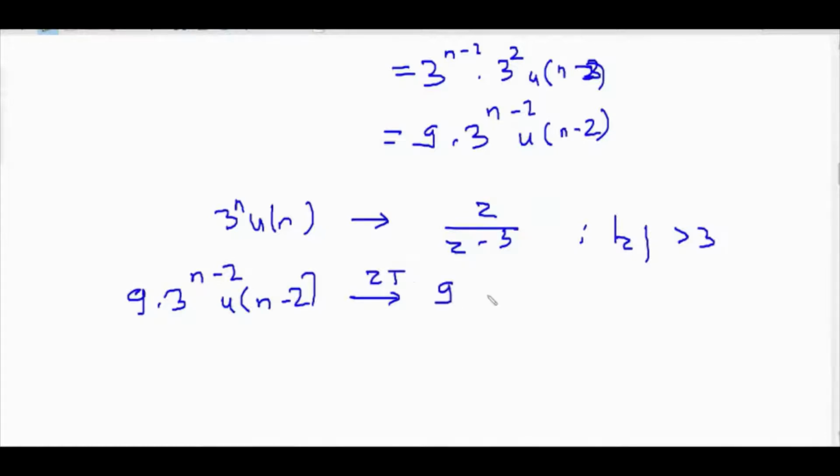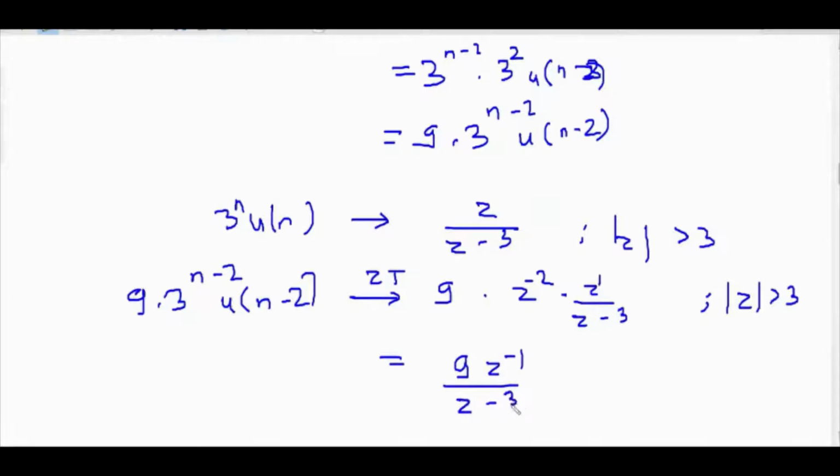9 is a constant. Then because of minus 2, the multiplication factor will be z raised to minus 2, and z transform of 3 raised to n u of n is nothing but z upon z minus 3, ROC magnitude z greater than 3. ROC will not change. So that becomes 9 z raised to minus 2. Here the power is z raised to 1. So overall z raised to minus 1 divided by z minus 3. So this is the final answer, and ROC is magnitude z greater than 3.